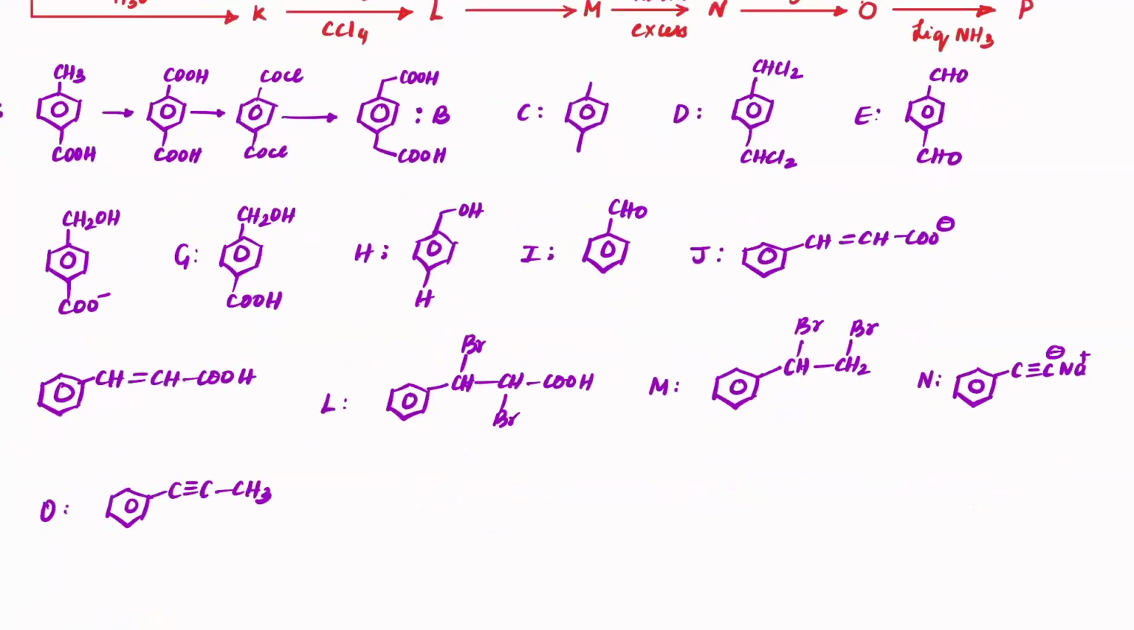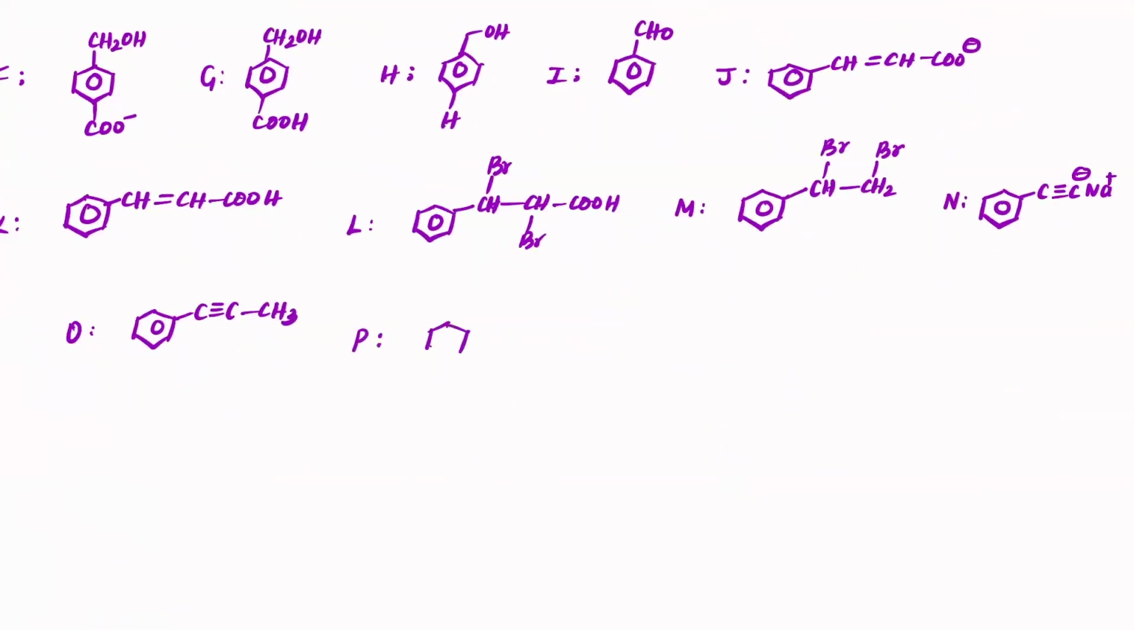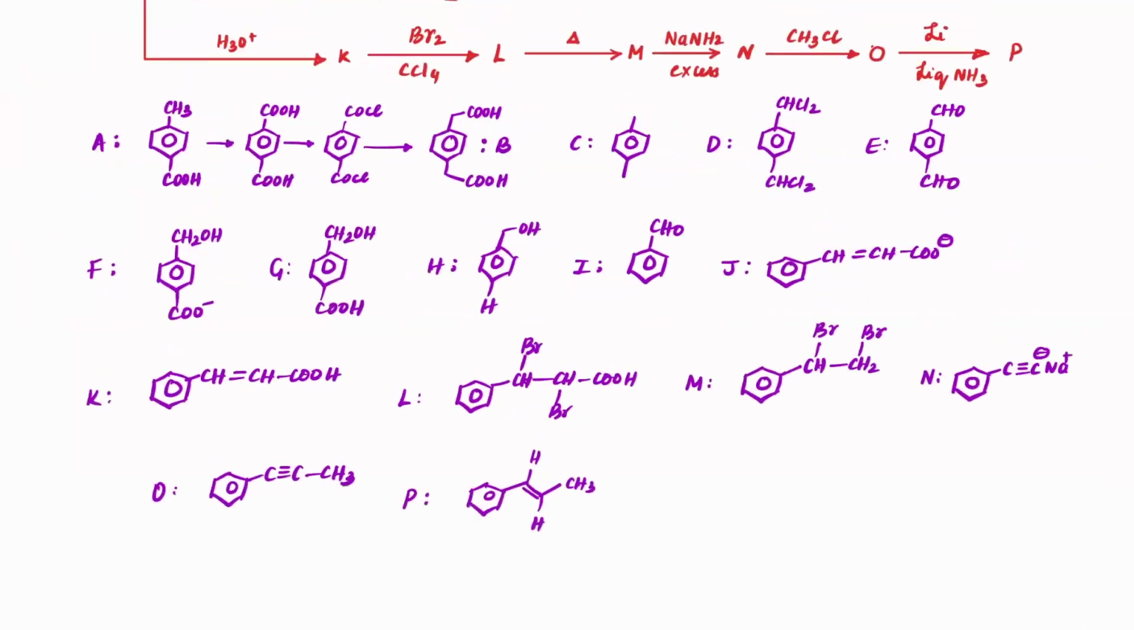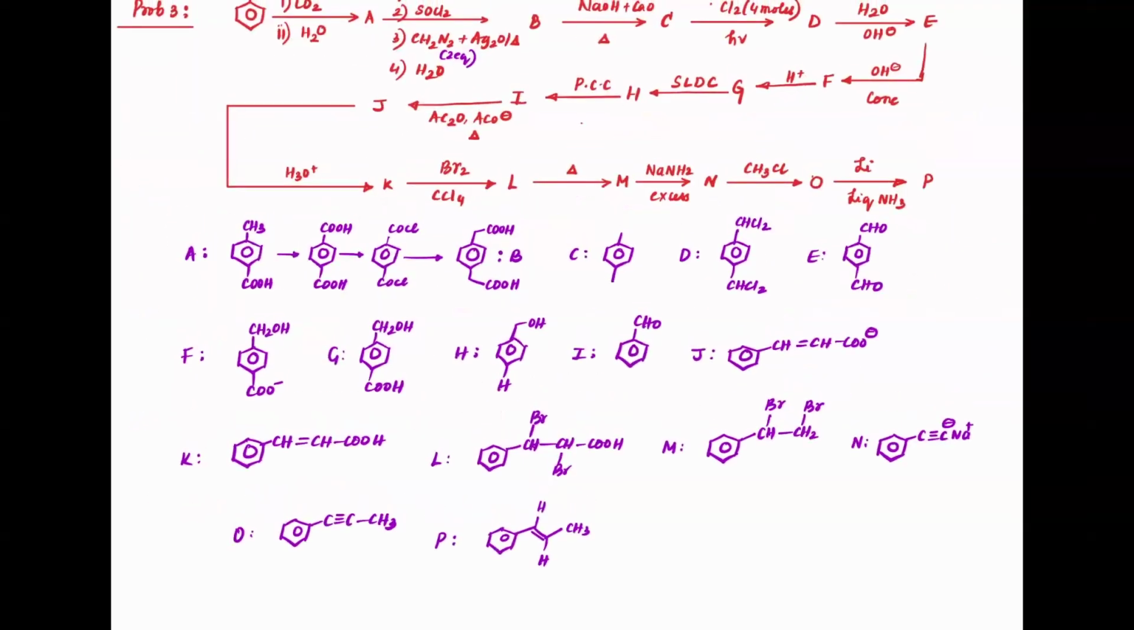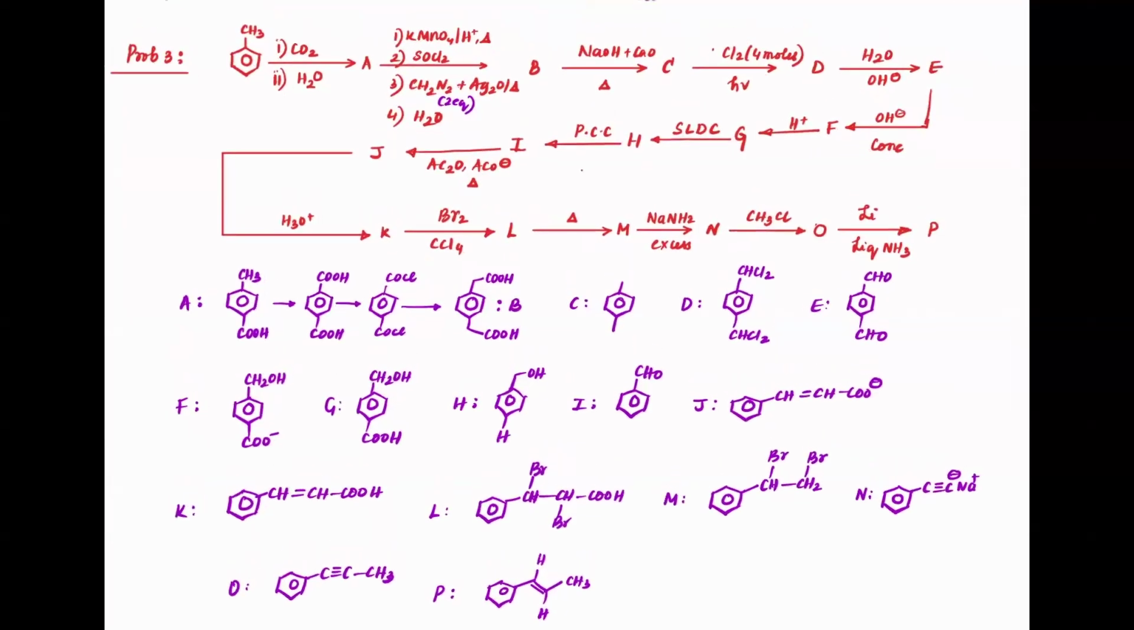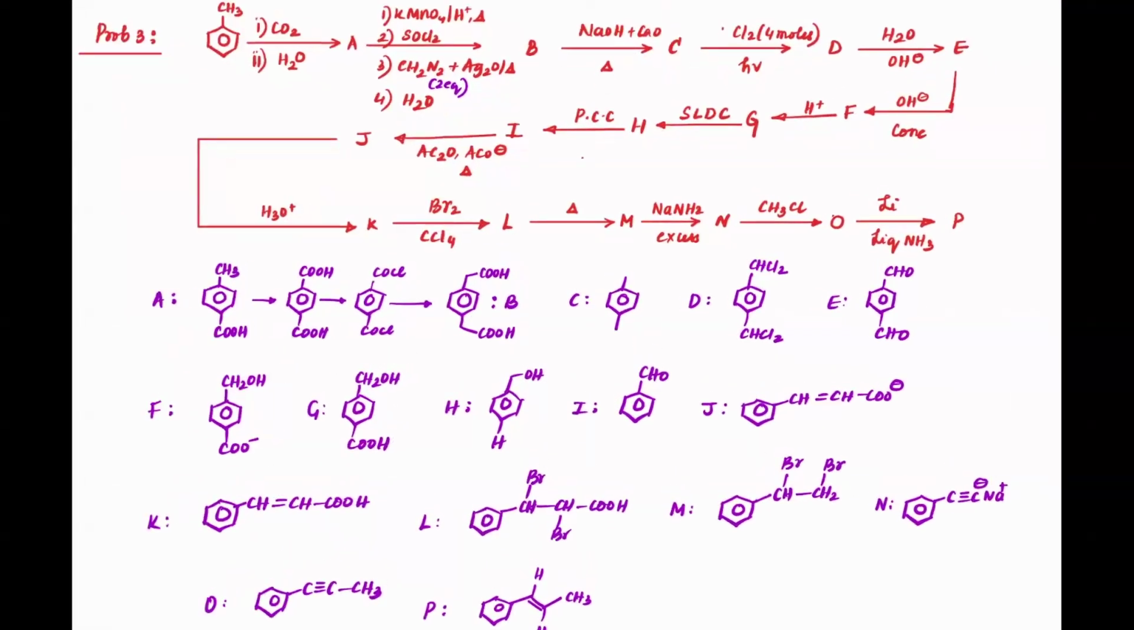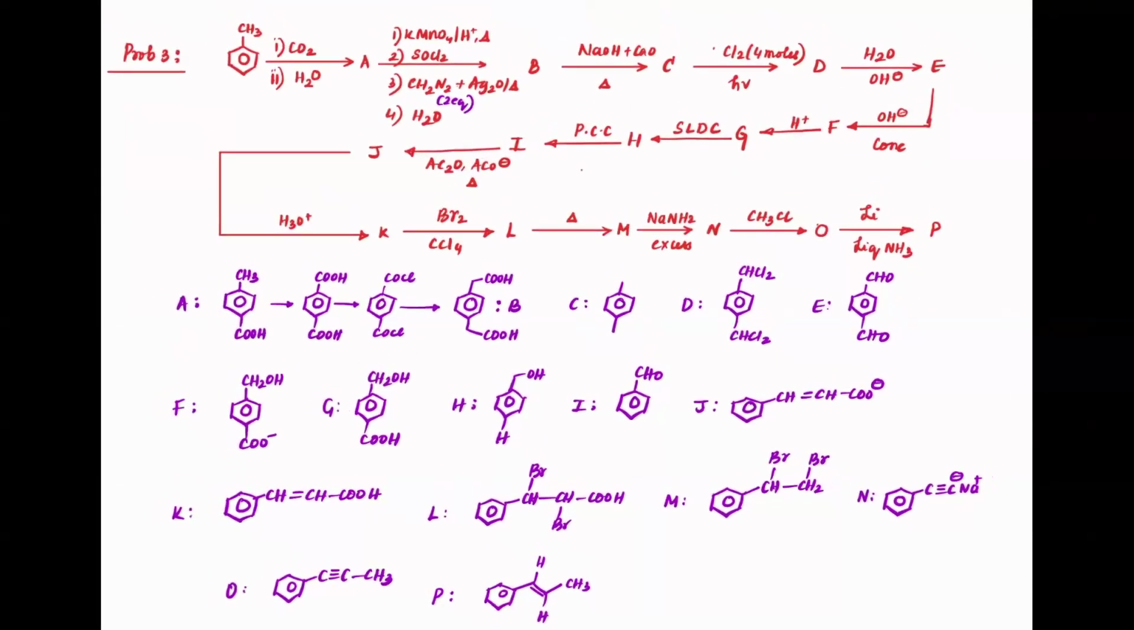And what will be P? P is a Birch reduction. Birch reduction will make it a trans addition. So we'll get hydrogen here and hydrogen here. So this is the product that you will get. So please go through it once quickly. Check A to P properly.